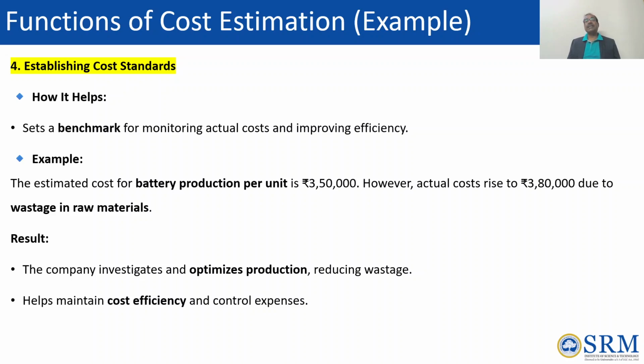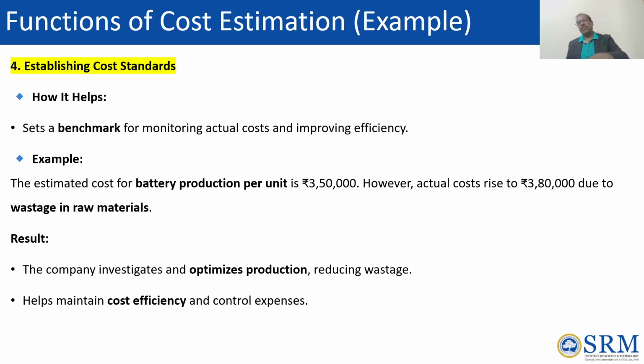So, if you are not considering the wastage of the raw material when you are making the product, even though you estimated 3.5, when you are making it in real time, it adds on, and instead of 3.5 it goes to 3.8 lakhs. So that 30,000 rupees per unit is lost for you, as a maker, for the industry. In the factory, we are going to lose that money. The company investigates and optimizes the production, and they need to focus on how to reduce the wastages, which also helps in maintaining cost efficiency and controlling expenses.